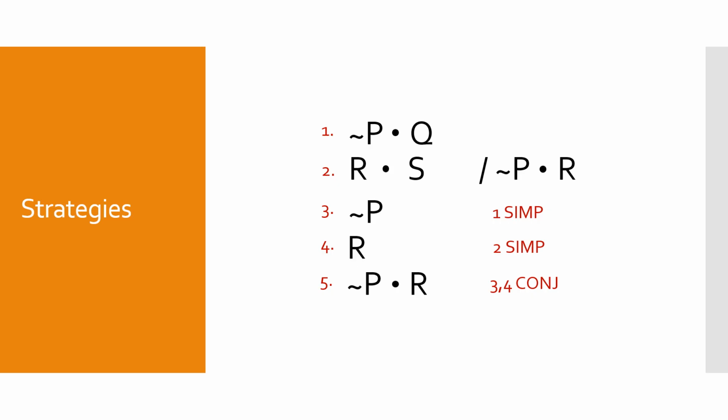Notice first of all, in line 3 we get not P by rule of simplification. We can take line 1 and just drop the Q part and say not P must be true by simplification. Line 4 will tell us that R is true, looking at line 2, again by using the rule of simplification. If the proposition R and S is true, then we also know that R has to be true by itself. And then finally, we can take lines 3 and 4, which is not P and R, and put them together into a conjunction by using the rule of conjunction.